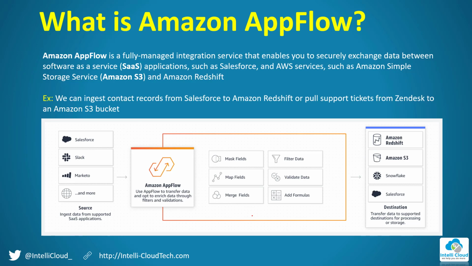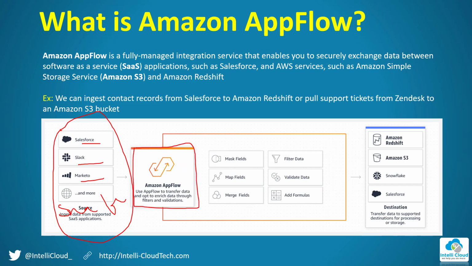So this is the complete picture of Amazon AppFlow. We have a bunch of software as a service applications like Salesforce, Slack, Marketo, Snowflake or Zendesk. So this is the AppFlow. It will take care of transferring data from these SaaS applications to the destination such as Amazon Redshift, Amazon S3, Snowflake, Salesforce, etc.